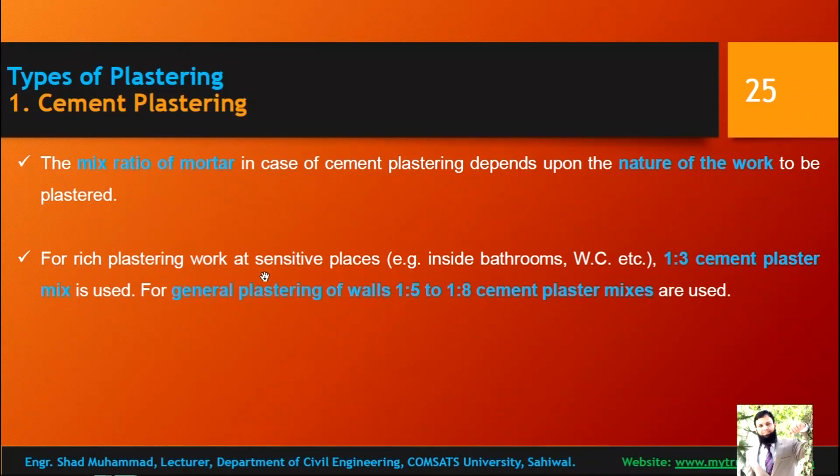For rich cement plastering at sensitive places like inside bathrooms or WC, etc., 1:3 cement plaster is used. 1:3 is recommended for a normal plastering, and for general plastering of the wall, 1:5 to 1:8 cement plaster mix needs to be used. All right, this is rich mix and this is lean mix.